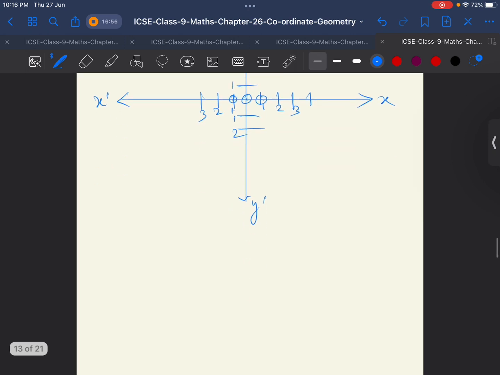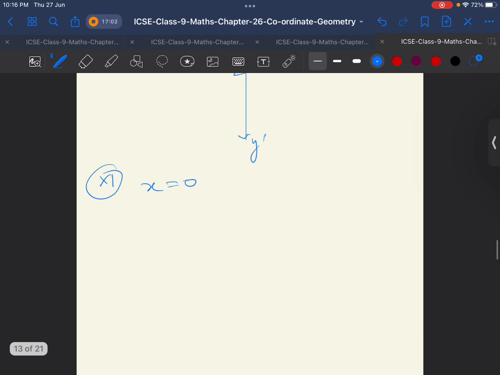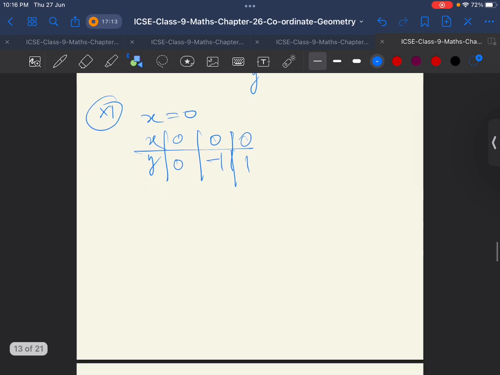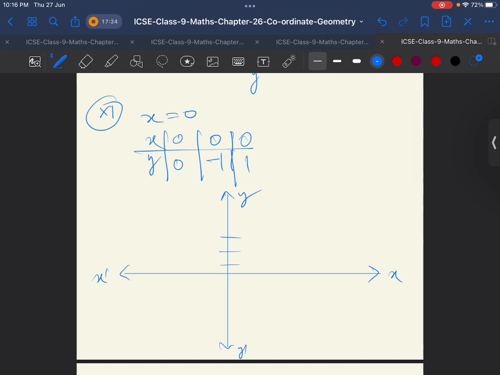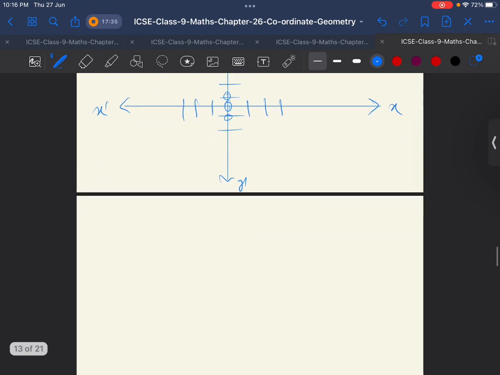Now question number 11, for x equal to 0, the value of y will be, the table is 0, minus 1, 1. Okay, now we draw a graph. x dash, y, y dash. So the 0, 0 point is here, the 0, minus 1 point is here, and the 1, 0 point is here. So this is the straight line.